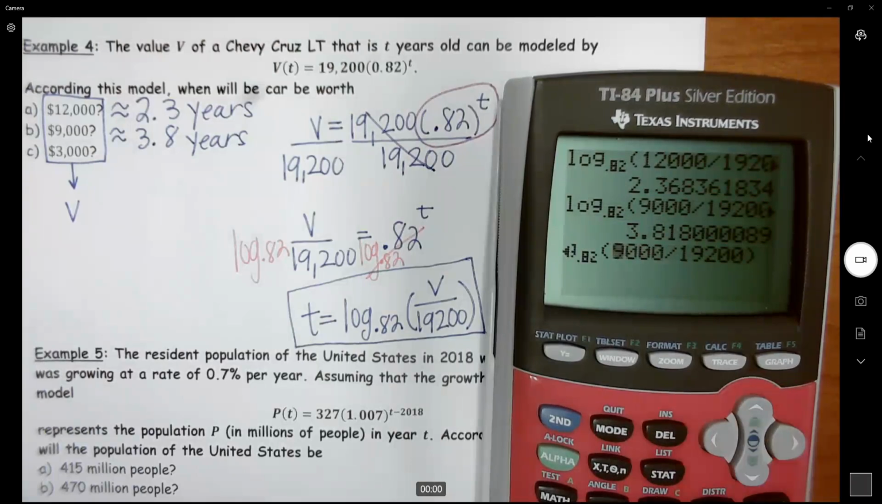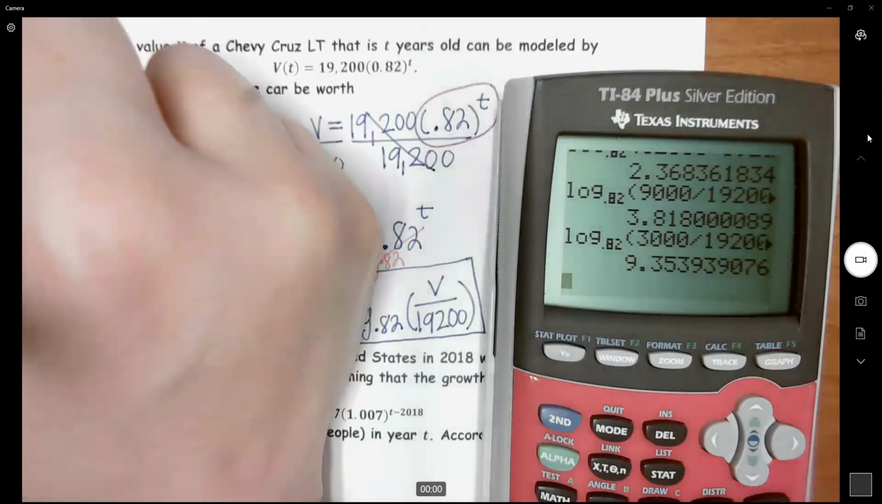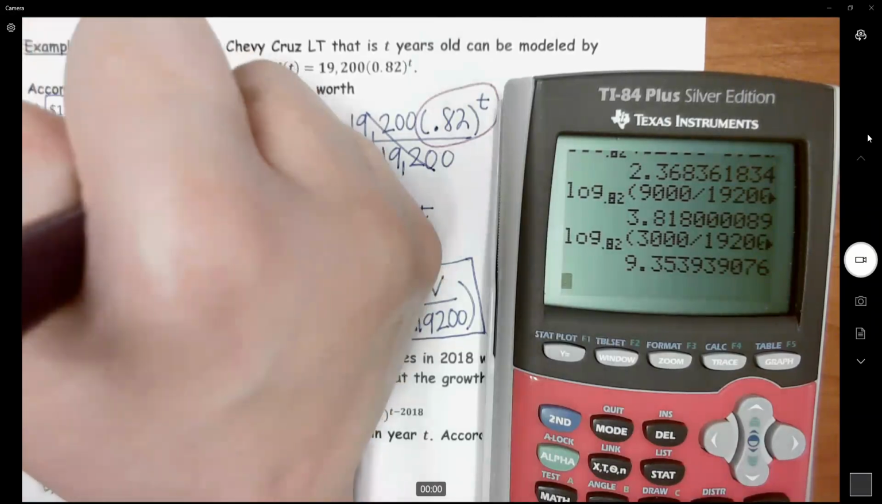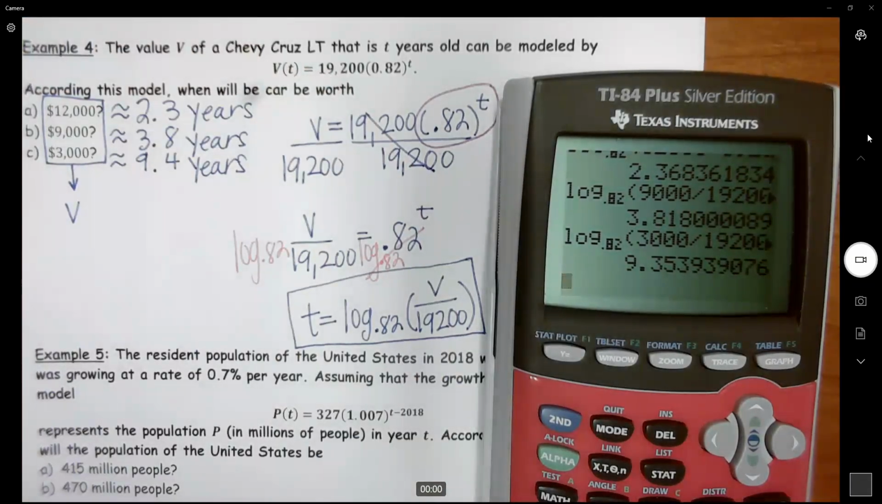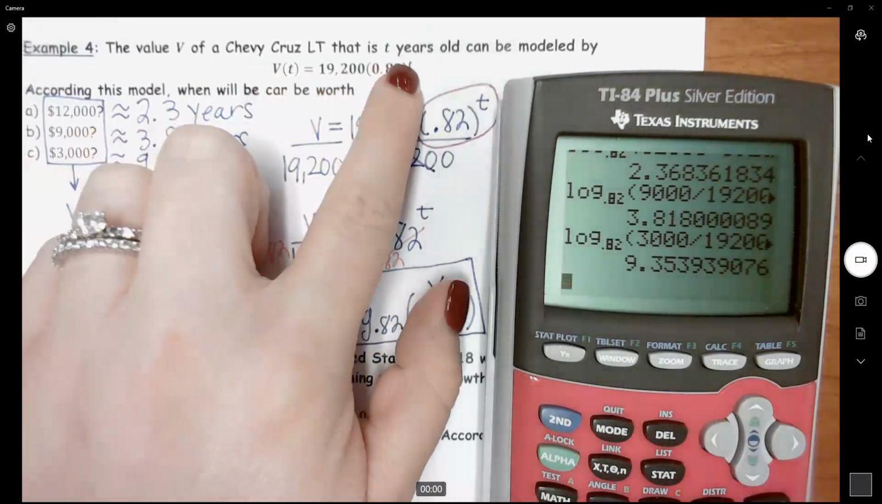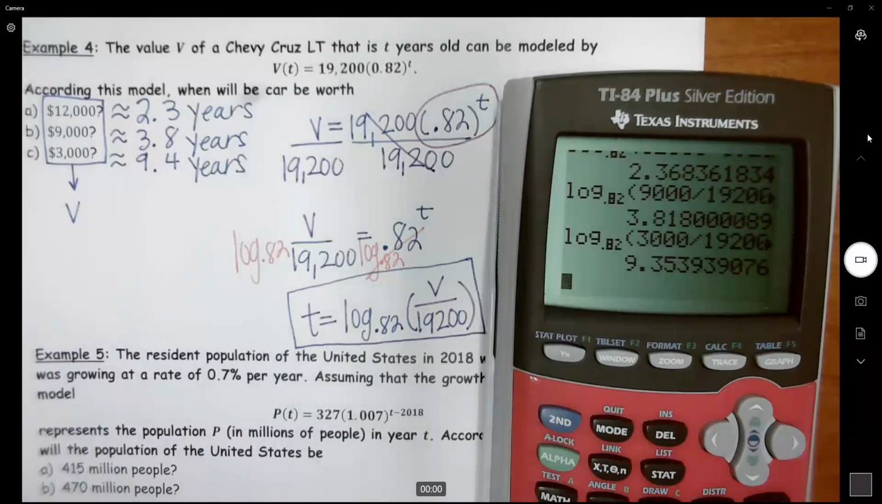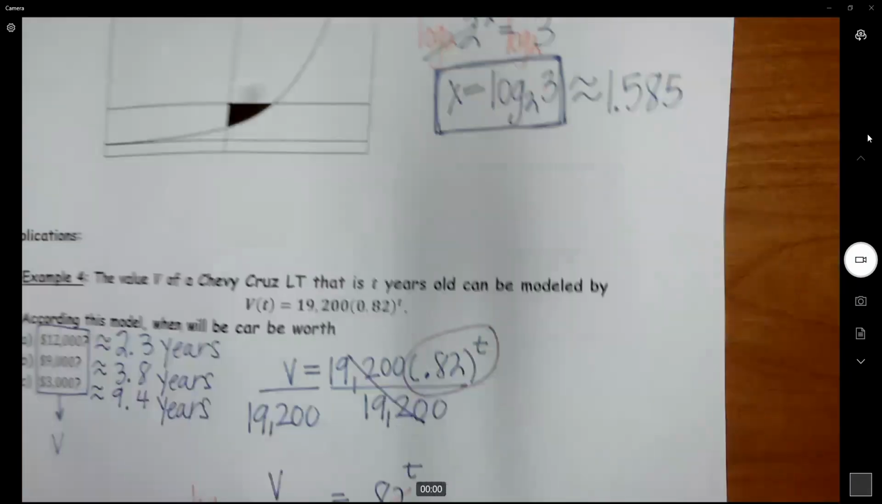And then change your 9,000 to 3,000. And it will be worth 3,000 in about 9.4 years. So the work here is taking this equation and solving it for that exponent, which is what this lesson is all about. Okay, same thing on example 5, but it's actually a little bit more complicated.